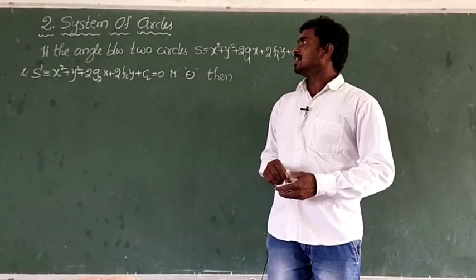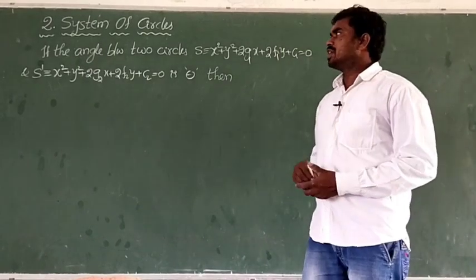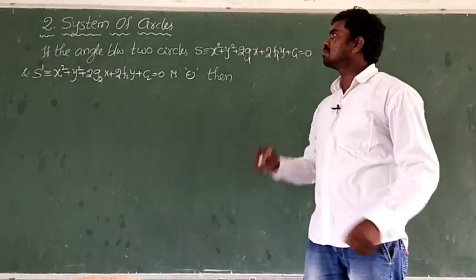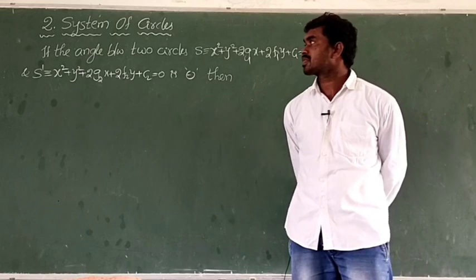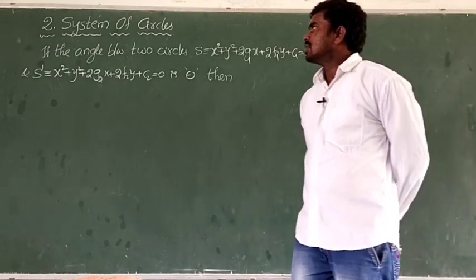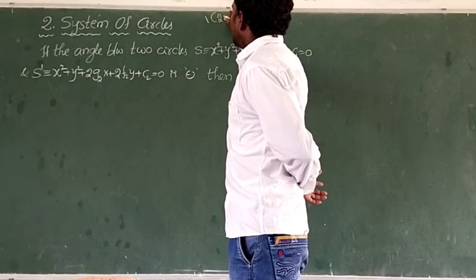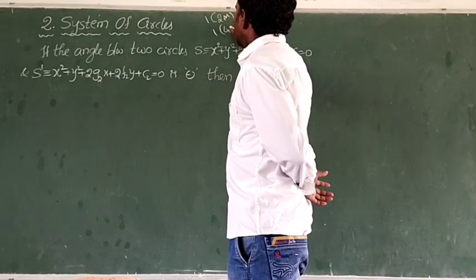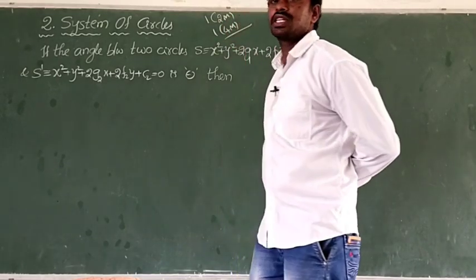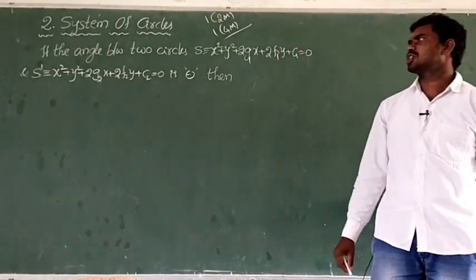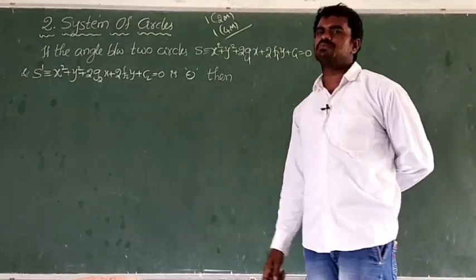Hello, hi. Second year Maths B, second chapter, System of Circles. From this chapter, we can get one 2-mark question and one 4-mark question for the board exam, total 6 marks. It's a very small chapter and a very simple chapter.